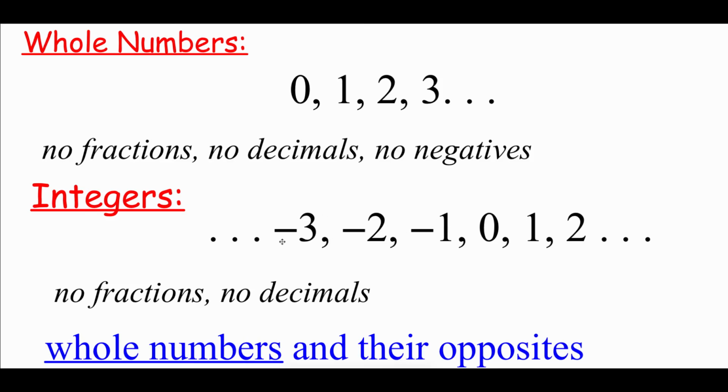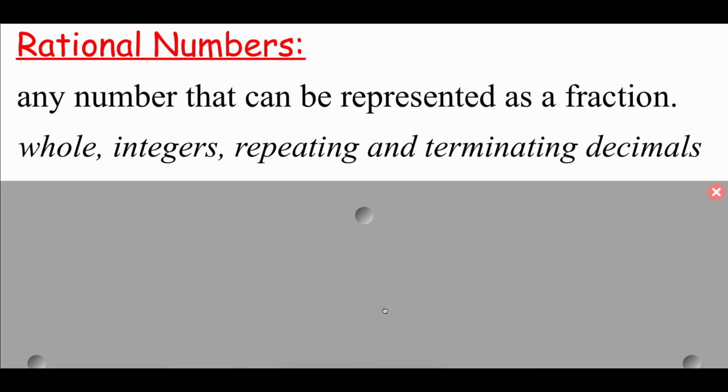those negative numbers. The next set of numbers, or the next type of numbers, are called rational numbers. And a rational number is any number that can be represented or written as a fraction. So this includes the whole numbers and the integers, because we can take any whole number or any integer number and turn it into a fraction by putting it over 1. But this also includes repeating and also terminating decimals. It's possible to write those as fractions as well.